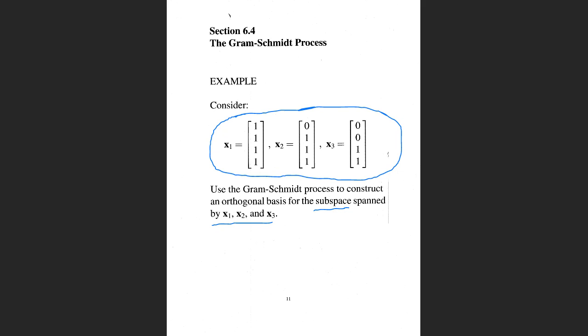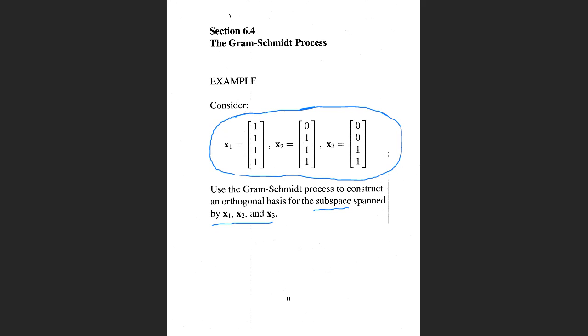So when we create this orthogonal basis, we have to be assured that the span of the basis vectors in our orthogonal basis must span the same space as the vectors x1 and x2 and x3 do. The subspace spanned by these orthogonal vectors we're looking for has to be the same subspace as the span of the vectors x1, x2, and x3.